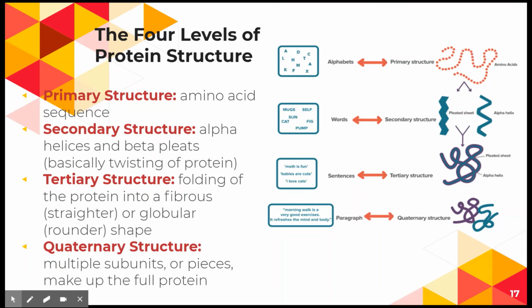So over here to the right is a better way to think about it. Your primary structure, your amino acids, can be thought of as alphabets. You turn those alphabets into words by putting them together. That is how amino acid sequences turn into secondary structure, with the pleated sheets and the alpha helices. You put words together to form sentences. Similarly, the alpha helices and beta sheets are folded to turn into tertiary structure, either a fibrous or globular shape. Lastly, multiple sentences form a paragraph. Multiple folded proteins form the full protein in the end, making quaternary structure.